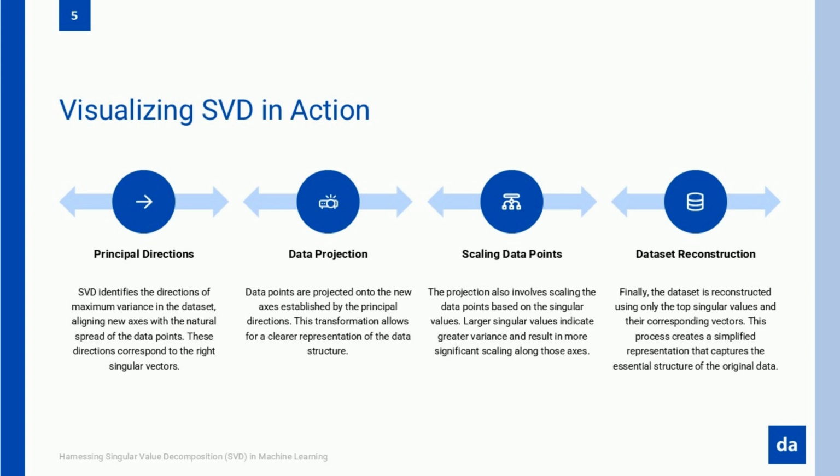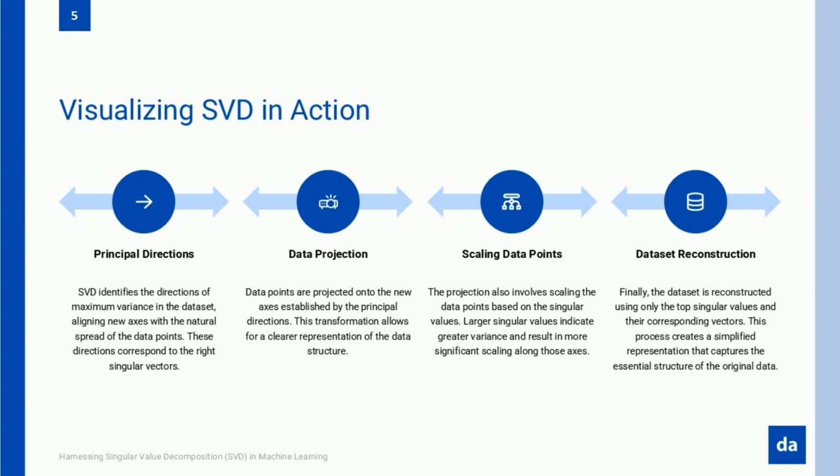While the mathematical formulation of SVD is elegant, the true power of this technique becomes dramatically more intuitive when we can visualize its transformations. Let's bring SVD to life with a simple 2D dataset. Imagine a cloud of data points scattered across a plane, but not randomly. They form an elongated elliptical pattern. This natural directional spread isn't accidental. It represents the inherent structure of our data.